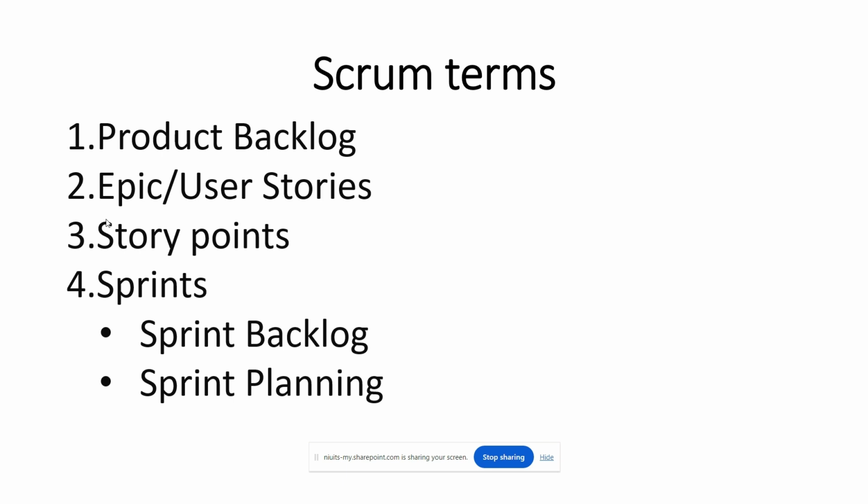To estimate, we use story points. Story points is a way to assign a value to a user story that allows us to understand the degree of work we have to do to complete that user story in relation to everything else that we have. And we'll talk about that.